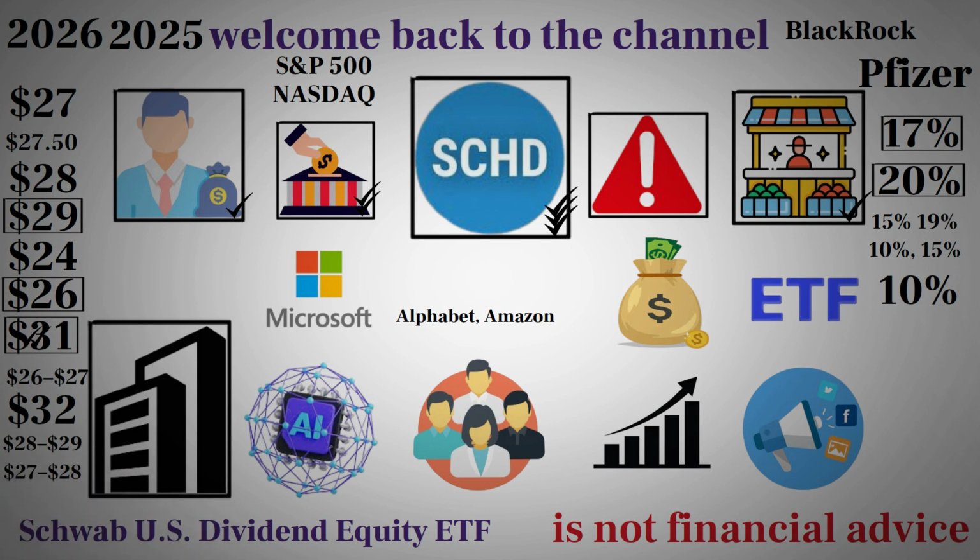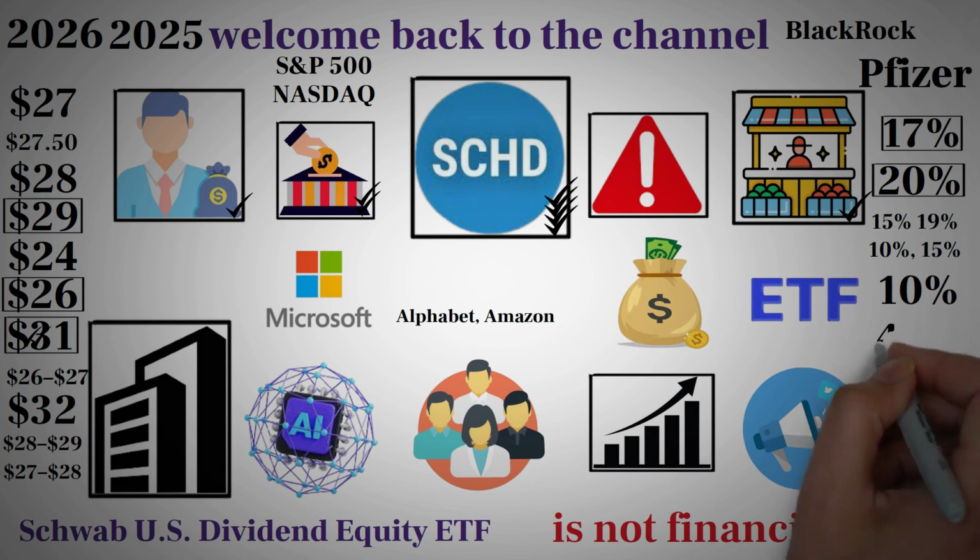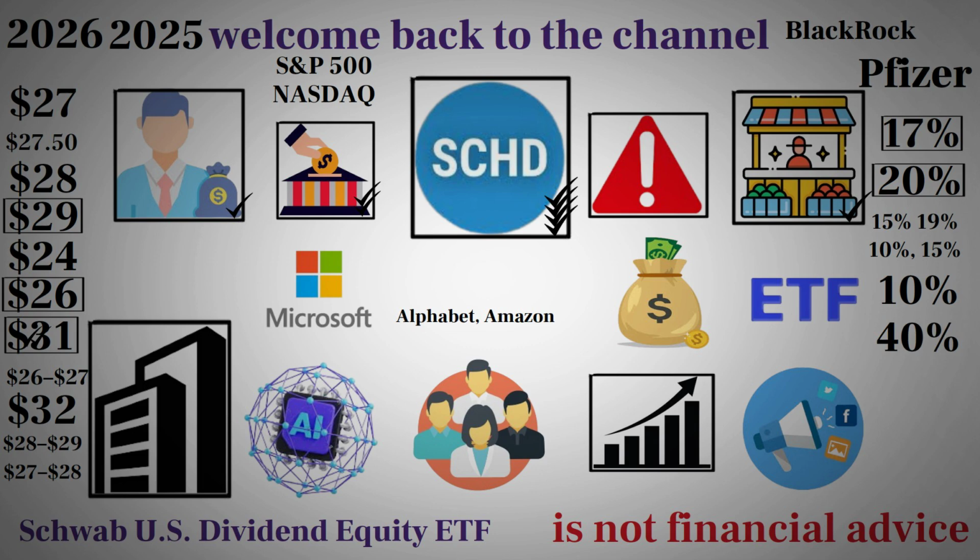Looking further ahead, SCHD is likely to provide steady returns over the next year or two. While we may not see explosive growth, dividends will become a more significant contributor to total returns, especially as price appreciation slows. Historically, dividends account for about 40% of total market returns. During boom periods, dividends are less impactful, but in flatter markets, they're crucial.